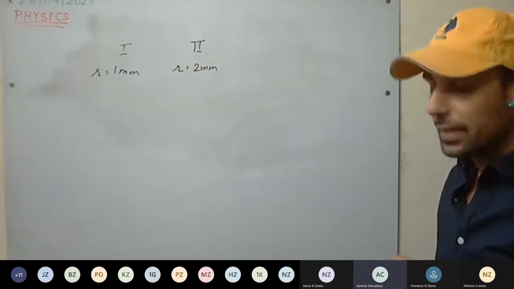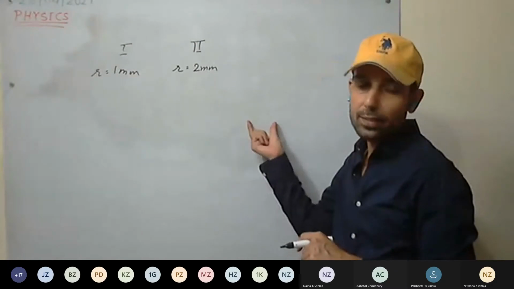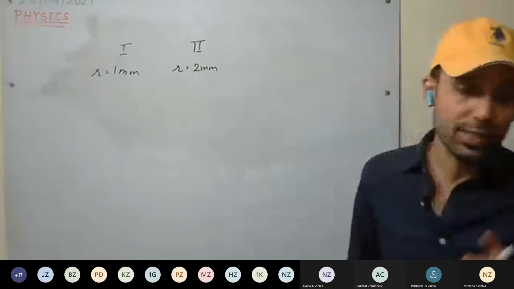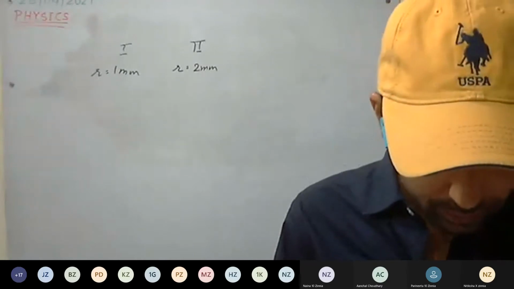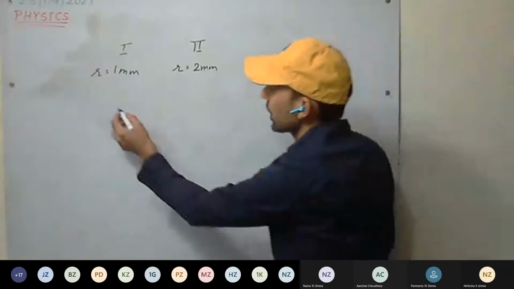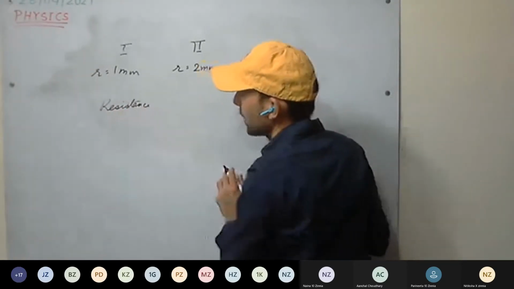Resistivity will be the same, sir, because resistivity is resistance per unit length per unit area of cross section. So resistivity will be the same. Okay. Now compare their resistance. Resistance we have to compare.